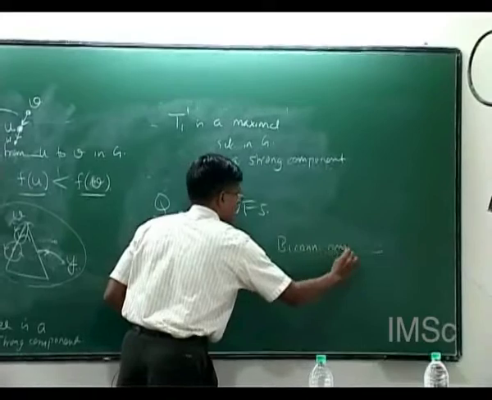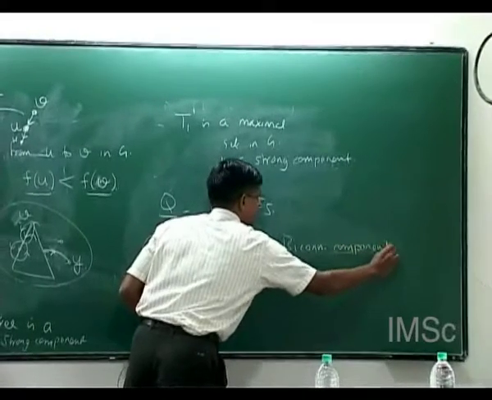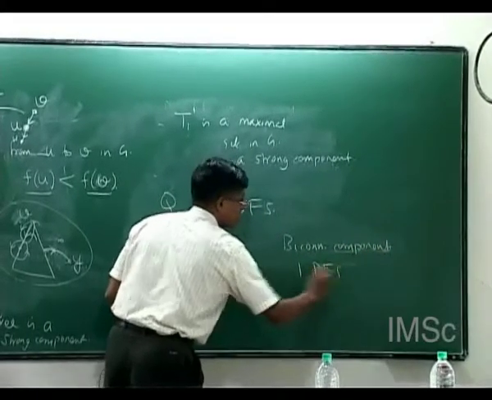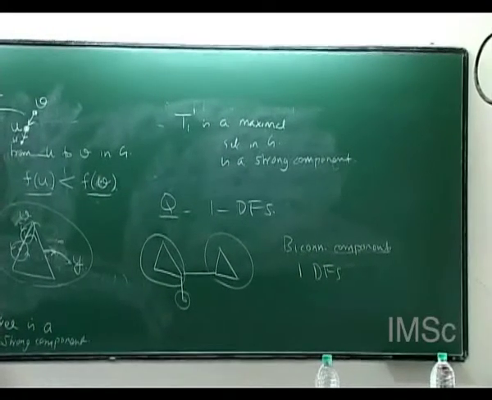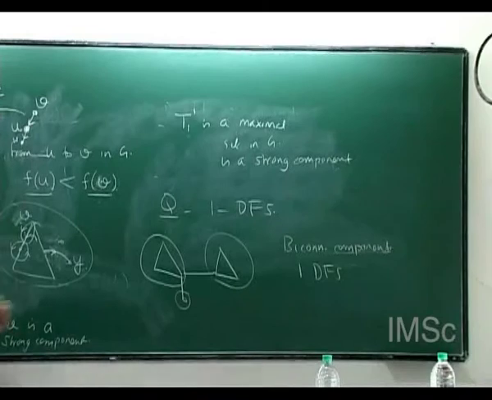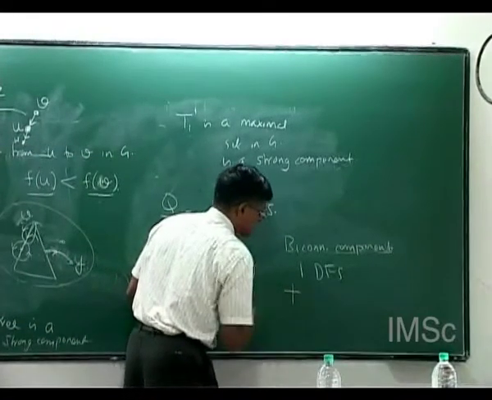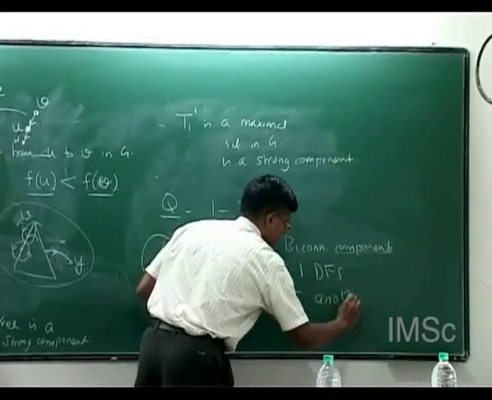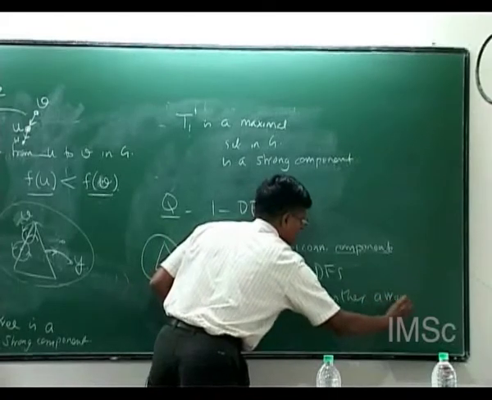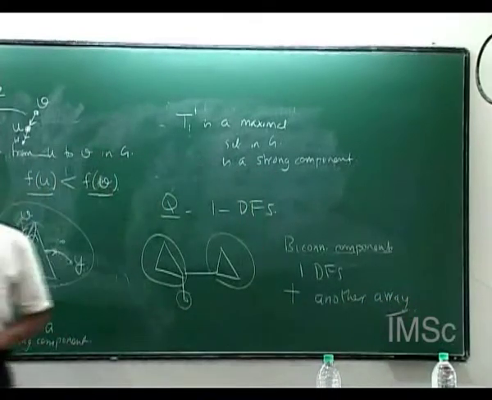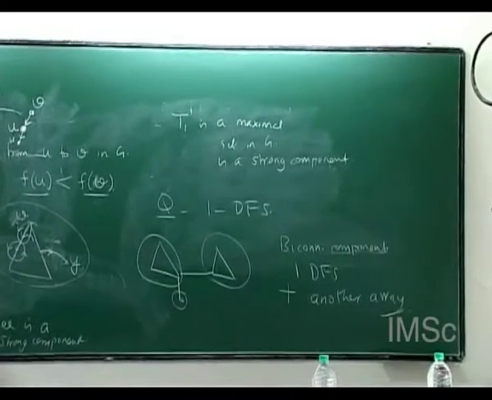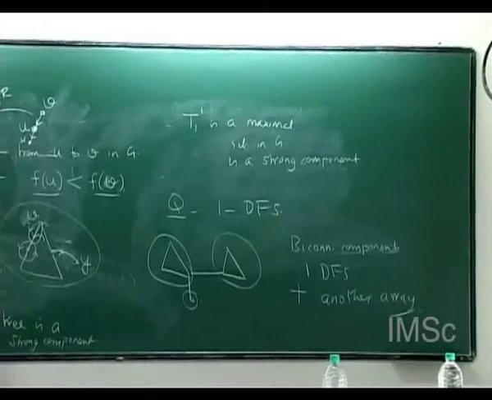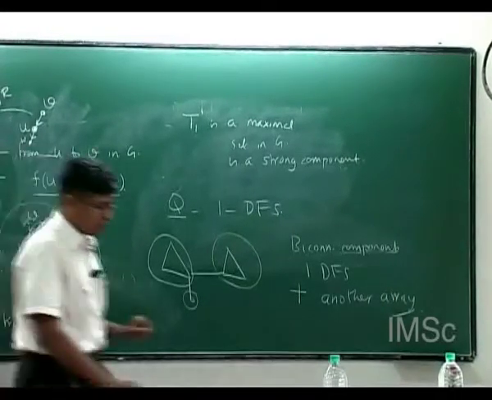Biconnected components is just one DFS and an additional data structure, which is called low, so one DFS plus another array. All right. We will come to this in a minute. Let me pose the other question.